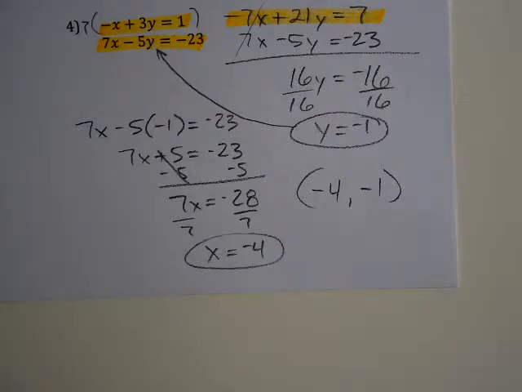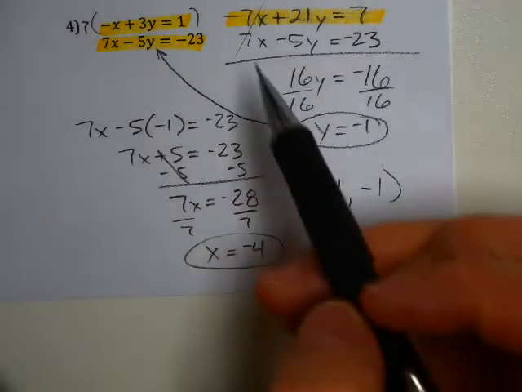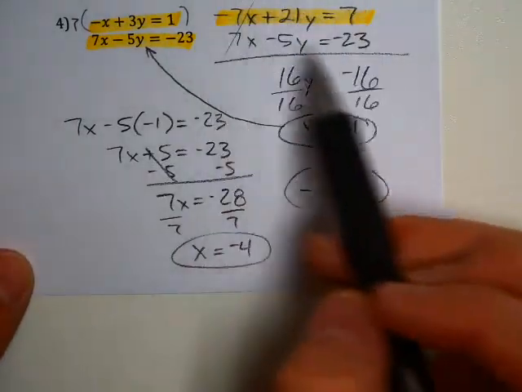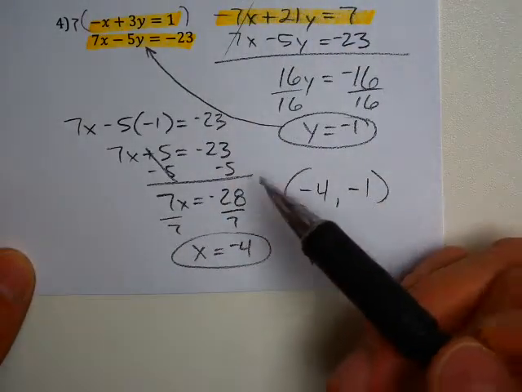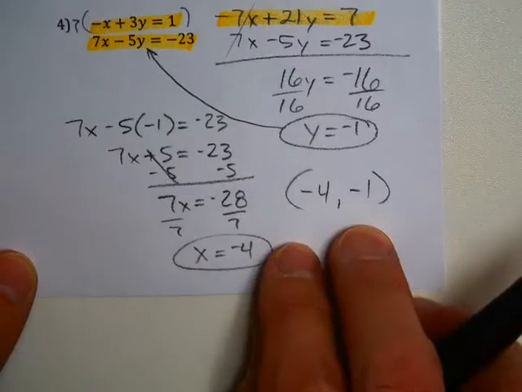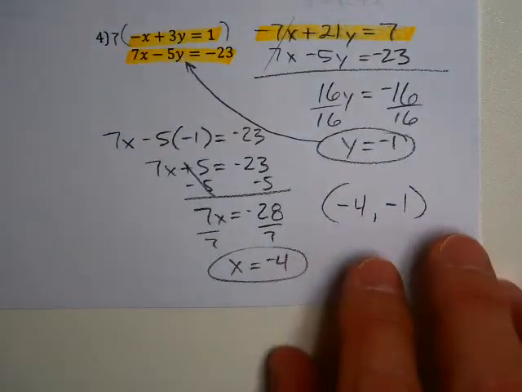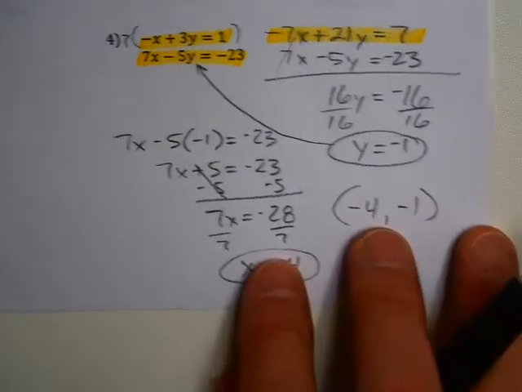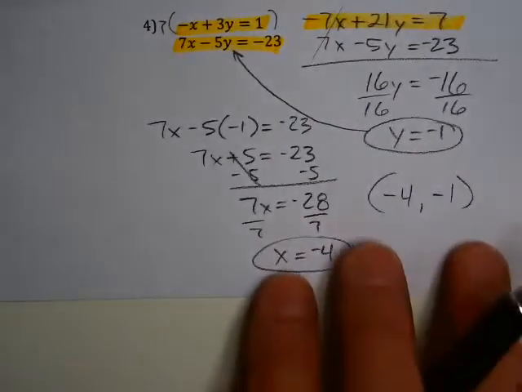So this is more like a normal elimination problem where you have to do something before you get it all started. And what we had to do here is we had to multiply by 7 so something would cancel. I could have gotten the y's to cancel too, but I would have had to multiply both the top and the bottom. Now let's go back to 3 here.